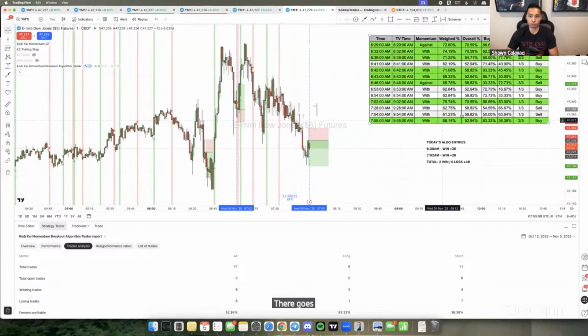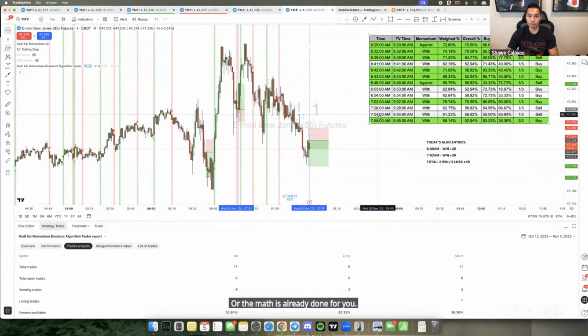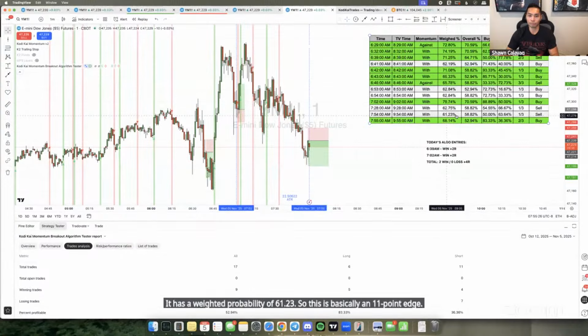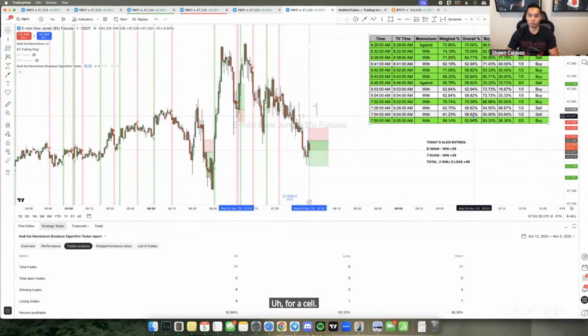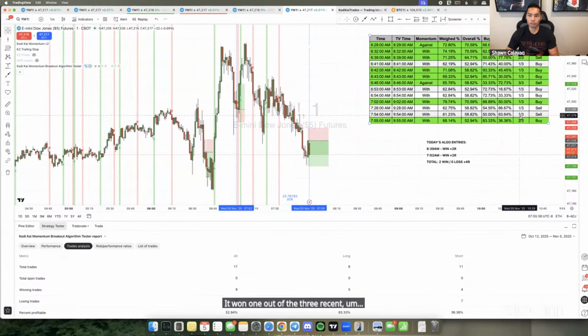There goes the 754 for a sell. Let's do the math for that entry again real quick, or the math is already done for you. The 754 entry has a weighted probability of 61.23, so this is basically an 11-point edge for a sell. It has a 58.82 overall probability for buys and sells, 50% probability for buys, 63.64 probability for sells. It won one out of the three recent entries, and the trade is running right there in profit. No drawdown, straight into profit.